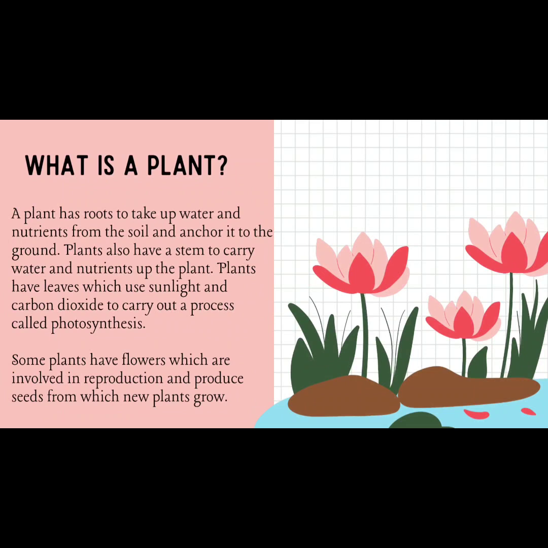Plants also have a stem to carry water and nutrients up the plant. Plants have leaves which use sunlight and carbon dioxide to carry out a process called photosynthesis. Some plants have flowers which are involved in reproduction and produce seeds from which new plants grow.